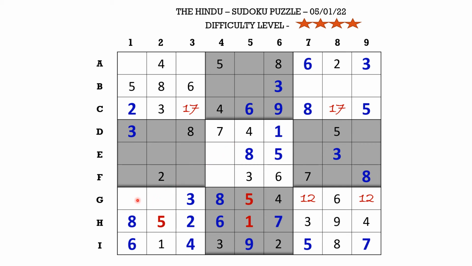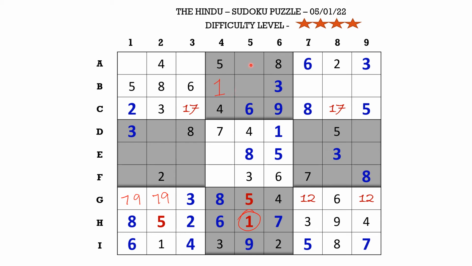In G row, there are only 2 empty cells. Let's mark it with the missing numbers 7 and 9. In the second block, you can see these 2 cells are blocked by 1. So this 1 blocks these 2 cells. So this cell takes 1, that is B4 takes 1.